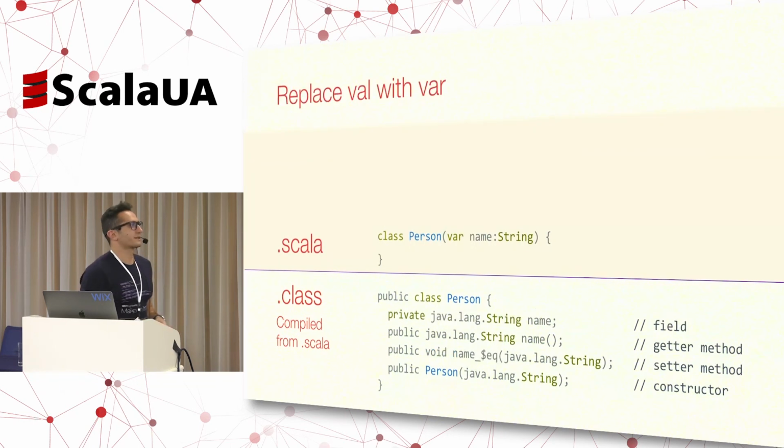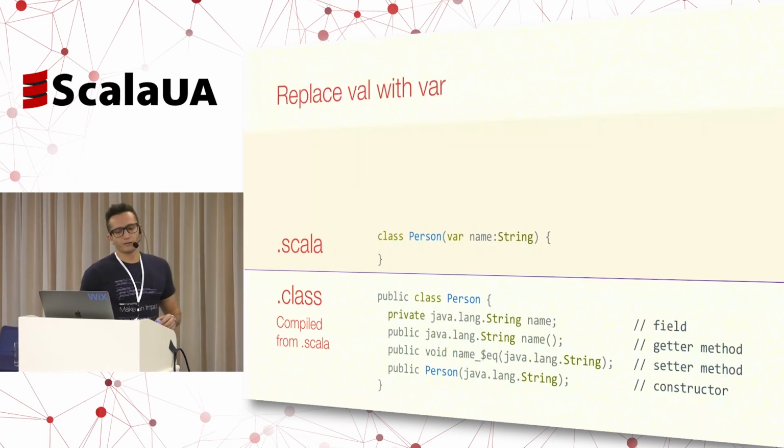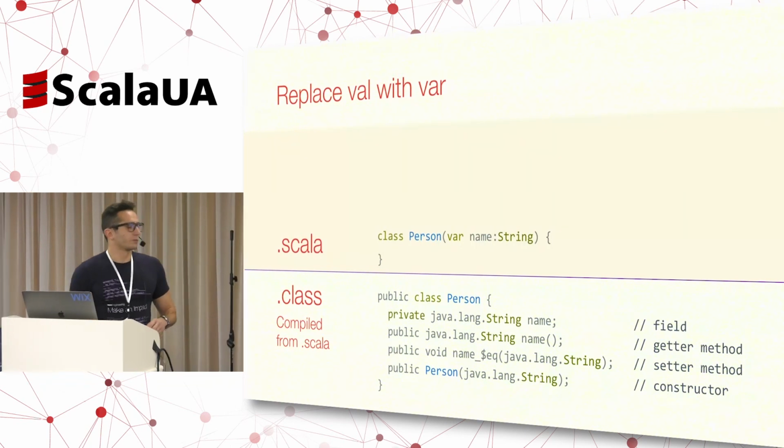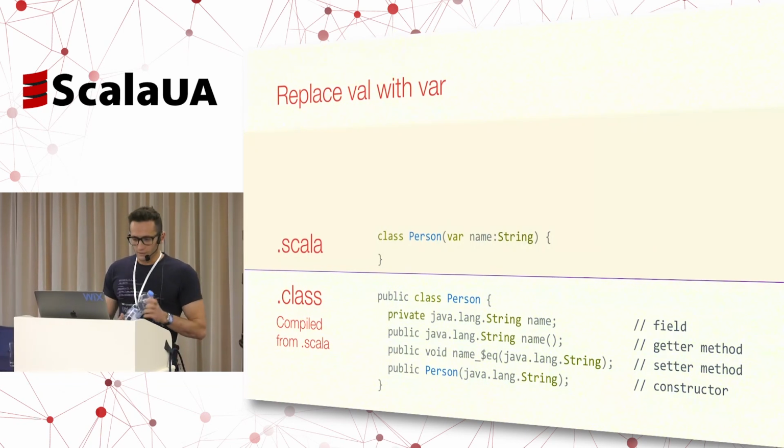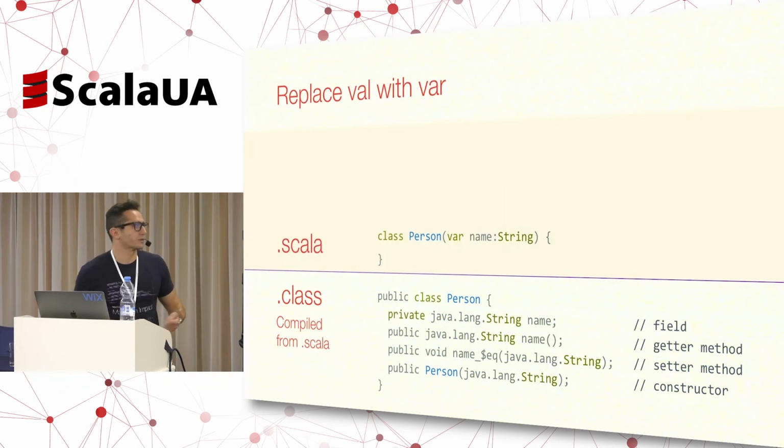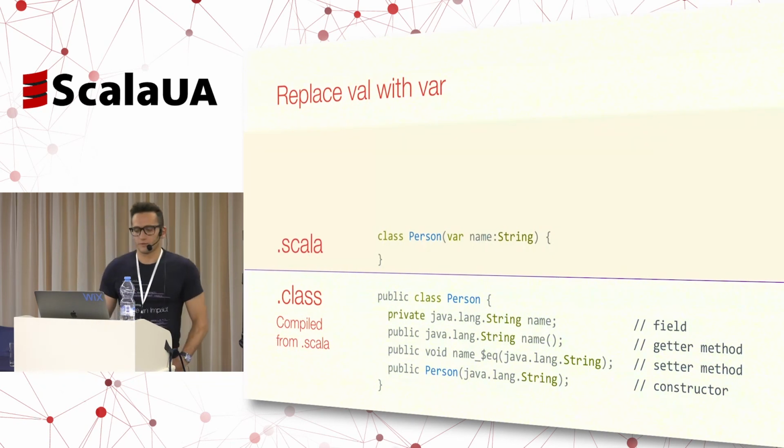So if we would replace the val that we saw earlier with a var, several things will happen. The field's final modifier is dropped because now it's actually a var, so we can set its value, and a setter method is added for us. If any val or var is defined inside the class body, then the corresponding private field and accessor methods are created and initialized appropriately upon the construction.